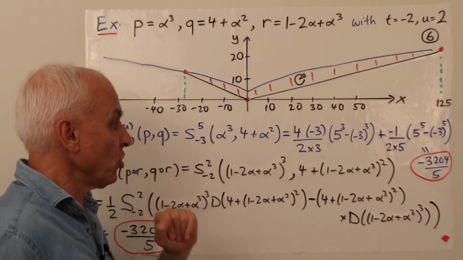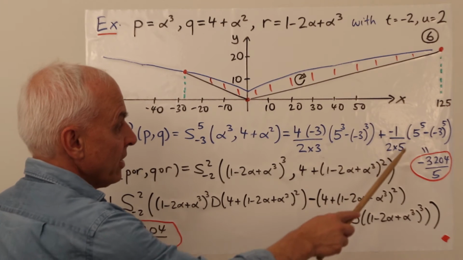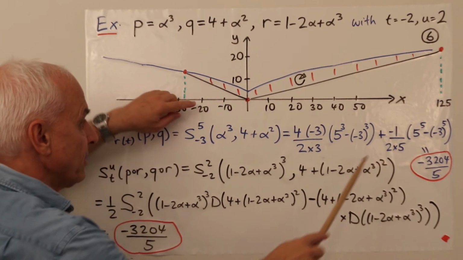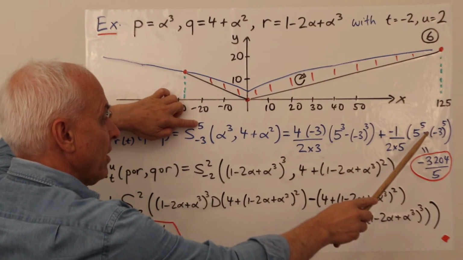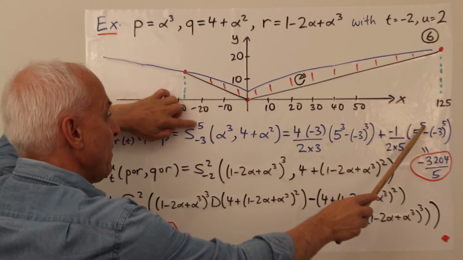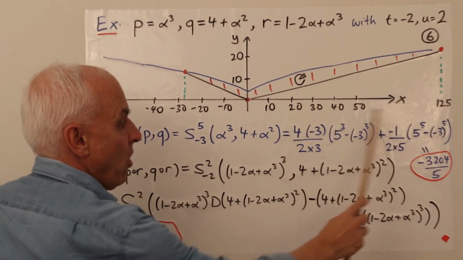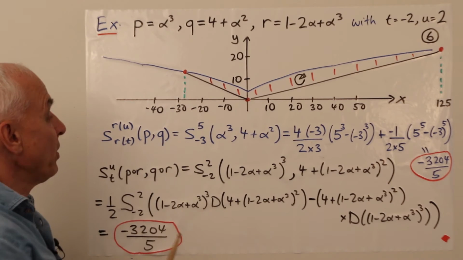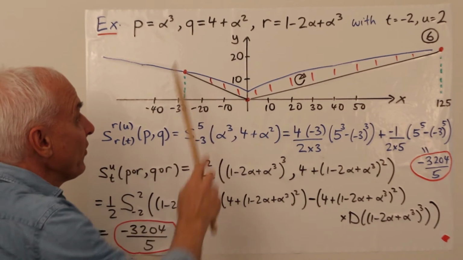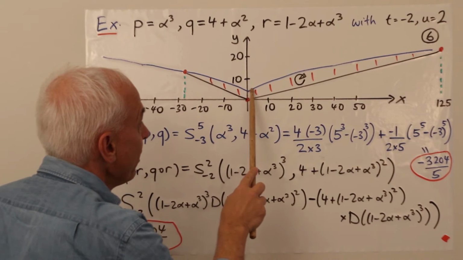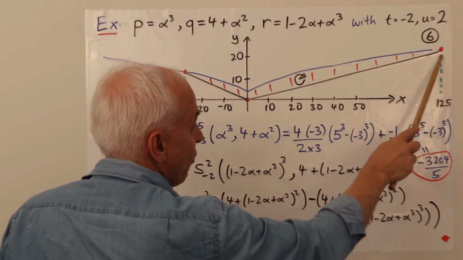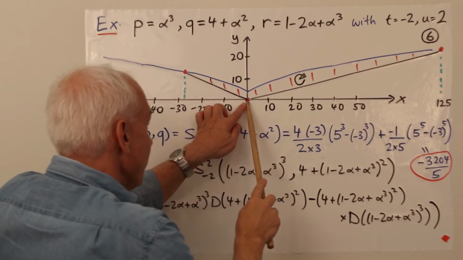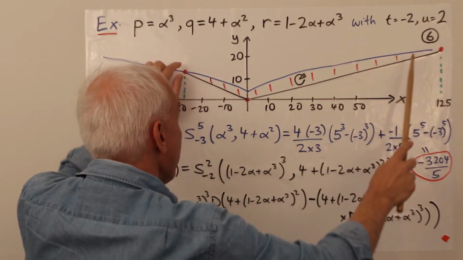And then the other term involving alpha cubed and alpha squared, well, now the constant term will be (2 minus 3) over 2 times 5. And we have to multiply by 5 to the 5th now, because the sum of the powers is 5. So 5 to the 5th minus (minus 3) to the 5th. And all of this evaluates to minus 3,204 divided by 5. So with the original parametrization of alpha cubed and 4 plus alpha squared, we're going from here all the way up to actually an endpoint of 125. That's 5 cubed. So we're talking about the signed area determined by these two lines here and the curve.